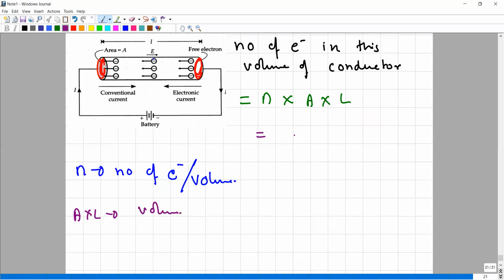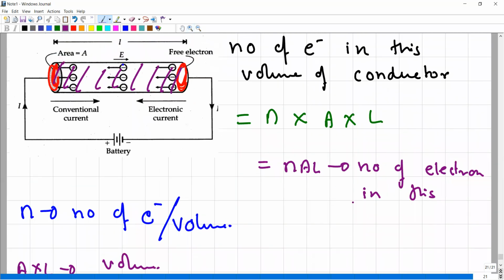So by doing this, n A L, what do I get? The number of electrons in this conductor. Okay, is this clear? So that is the number of electrons here.